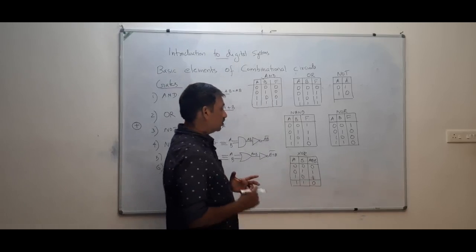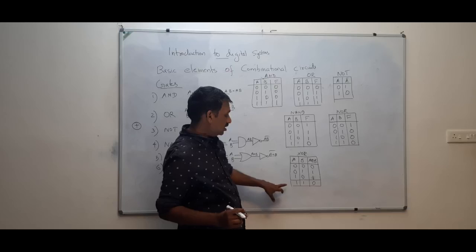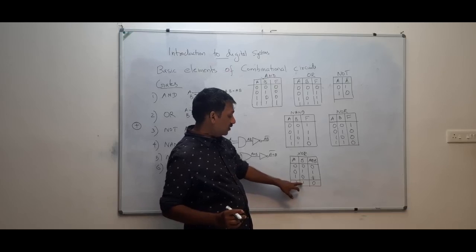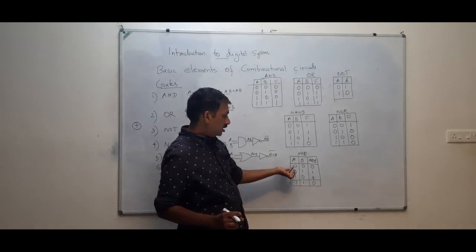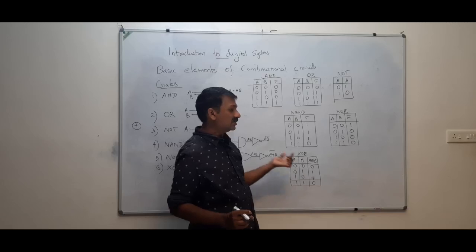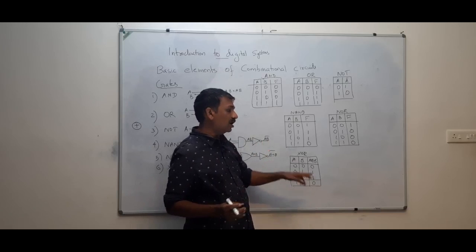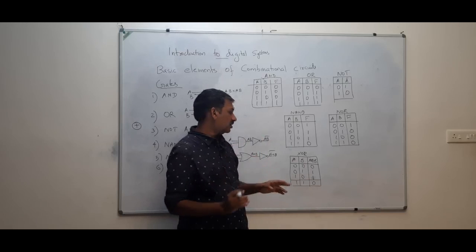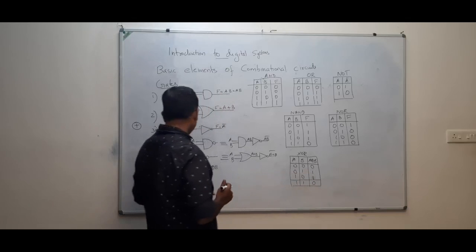So the difference between the OR gate and the XOR gate is that for 1 1 the output is 0. That means if both the inputs are the same, then 0 will be the output, and if the inputs are different, then the output will be 1.